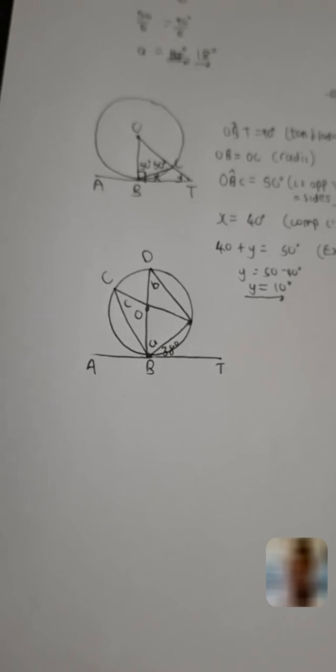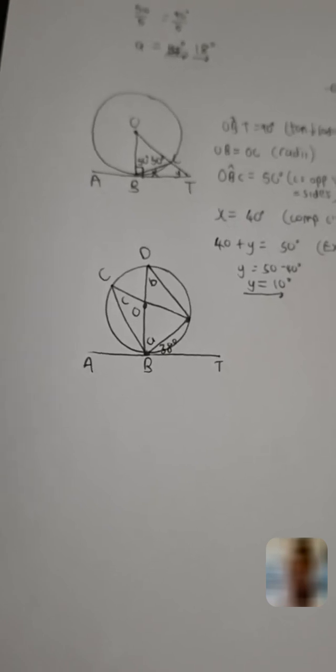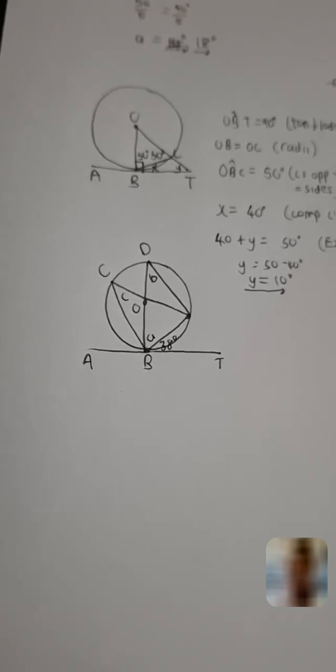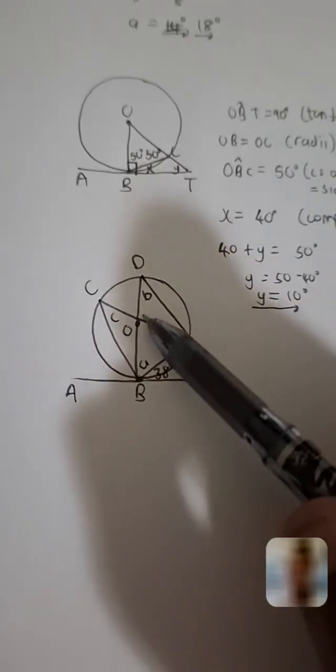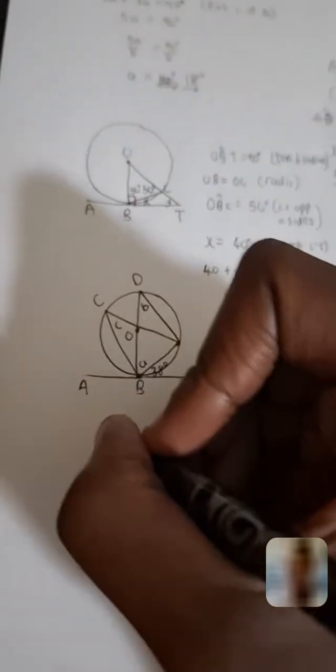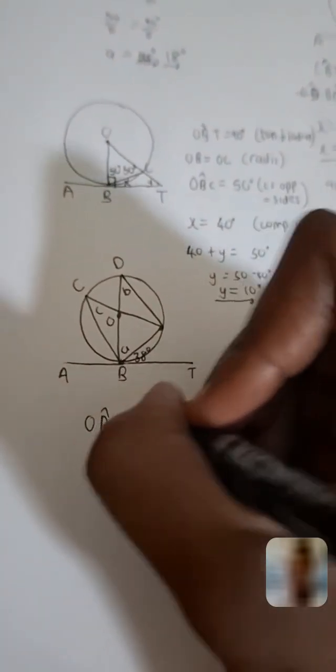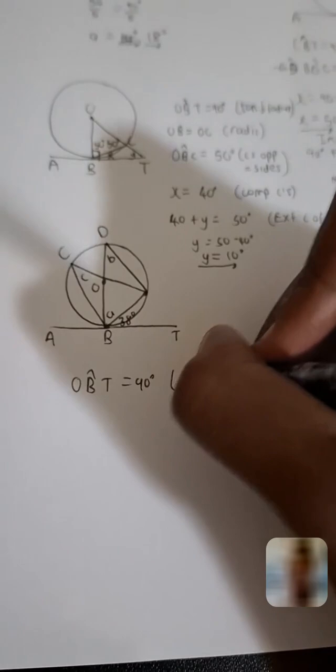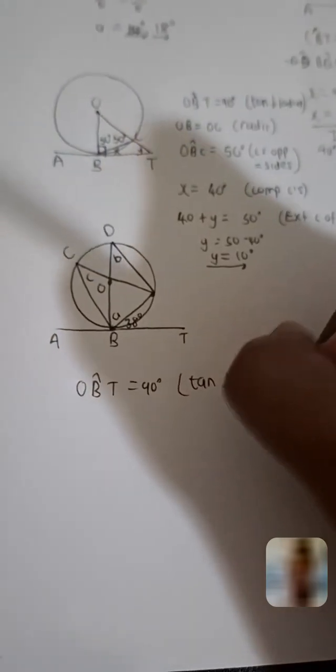So the center is O, right, sir? The center, yes, is definitely O. So OBT, it's 90 degrees. OBT is 90, definitely. Reason? Tangent perpendicular to radius. Tangent perpendicular to radius. Yes.